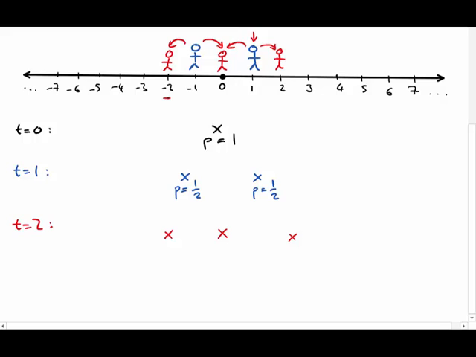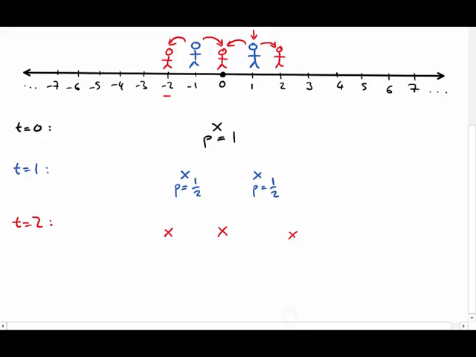Well, the idea is, how do I get to position 2? I have to move to the left and then to the left again. So in other words, I start at this position here, which already has a probability of a half associated with it, and then I move again to the left, which has another probability of a half.